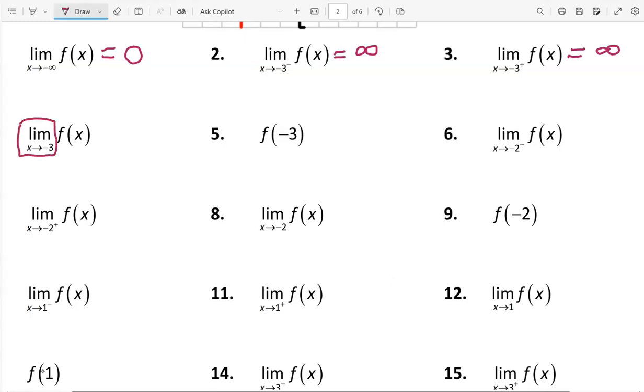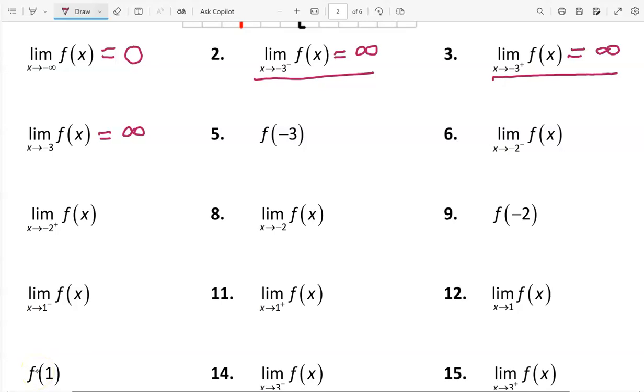In number 4, we are asked to find the limit as x approaches negative 3 in general with no superscript. That means the limit from both sides. And if the limit from the left was positive infinity and the limit from the right was also positive infinity, that means that the limit in general is also positive infinity. If they agree, then the limit is what they agree upon.